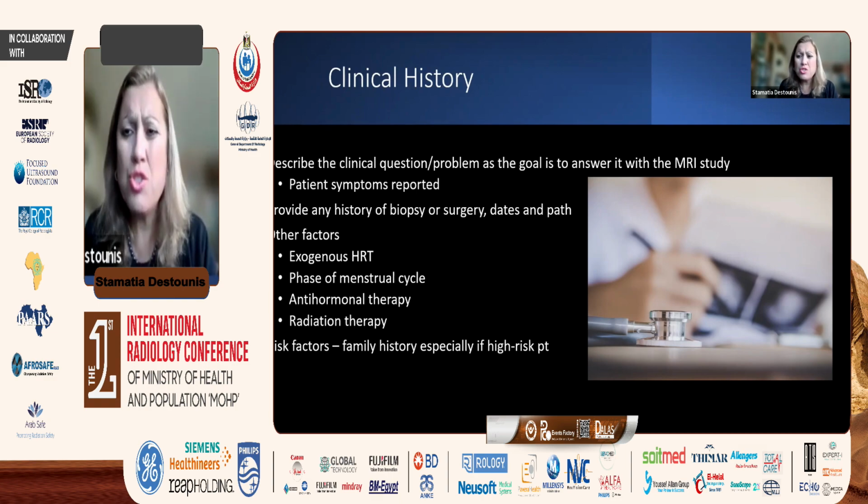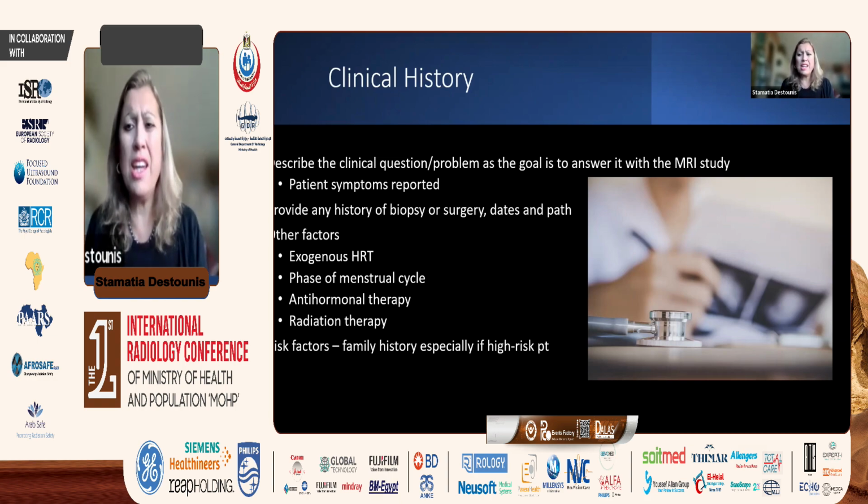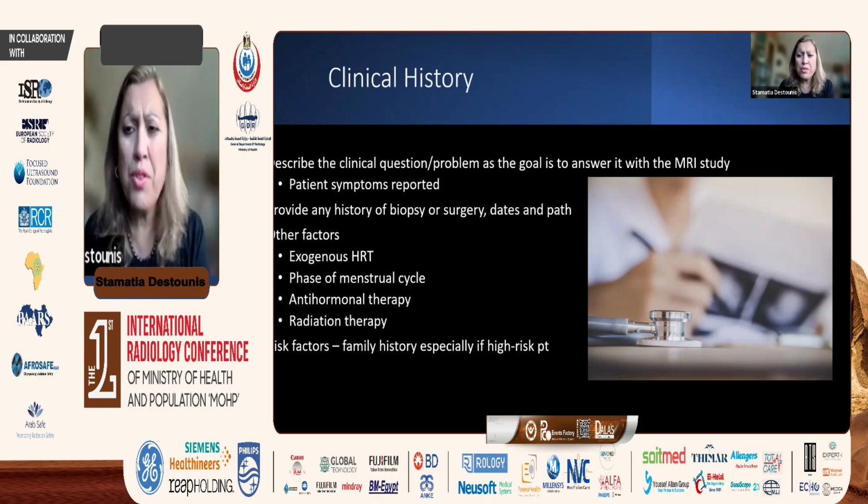If we have any history of prior needle biopsy or surgical biopsy, we need to discuss that in our clinical history, add dates and the pathology results. Other things that may be important to add here are if a patient is on hormone therapy, that may change the background parenchymal enhancement on MRI. If they're menstruating and they're premenopausal, what phase of the menstrual cycle they're in.